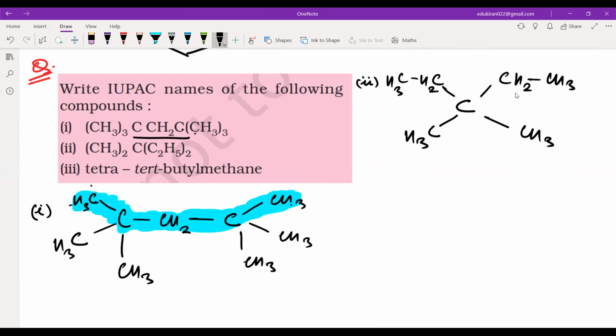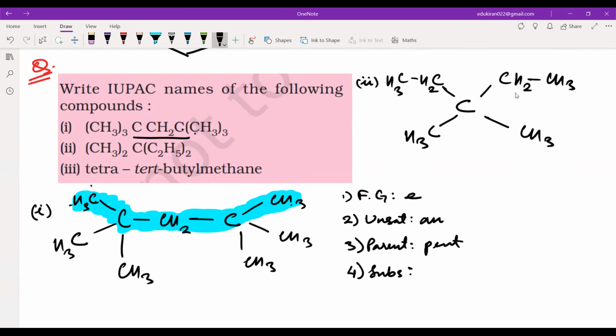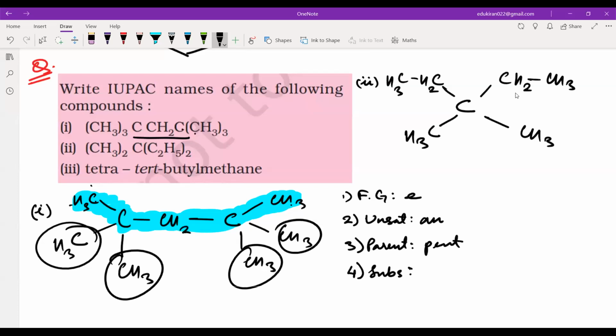So I use a sequence. I start with the functional group. Since there is no functional group, it is E. Second is unsaturation. It will be AN because only single bonds are there. The third is the parent. Parent is pent. Then fourth, I have to write the substituents. I have identified 4 substituents, and all of them are methyl. So I will write tetramethyl. Tetra represents there are 4, and what is there? It is methyl. Now I have to number them.